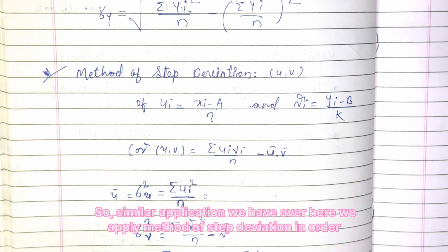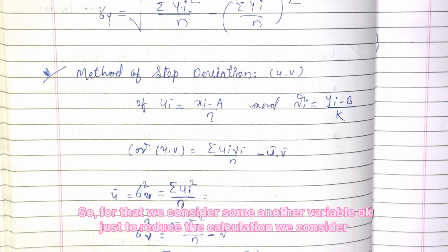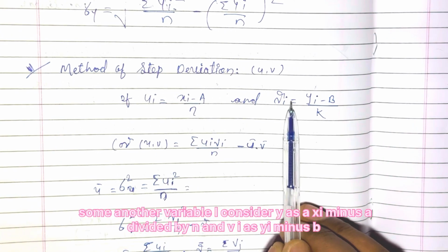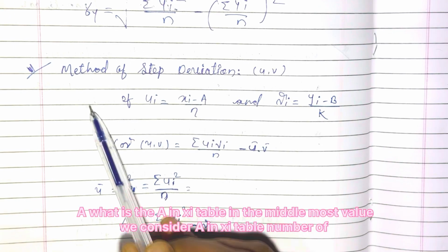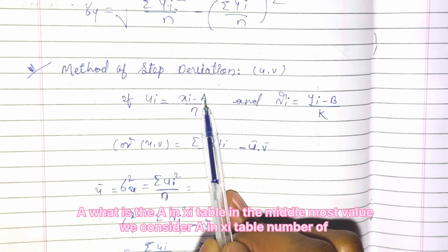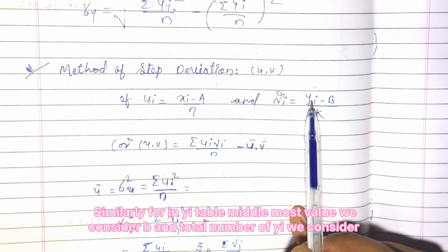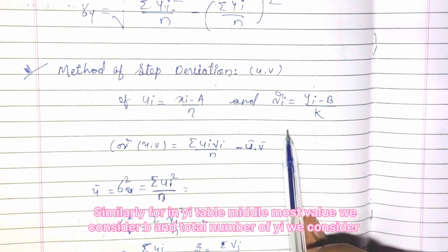So a similar application we have over here. We apply the method of step deviation in order to get a simplified calculation. So for that we consider another variable, just to reduce the calculation. I consider ui as (xi minus a) divided by n and vi as (yi minus b) divided by k. What is a? In the xi table, the middlemost value we consider as a. In the xi table, the number of values we consider as n. Similarly, in the yi table, the middlemost value we consider as b, and the total number of yi we consider as k.